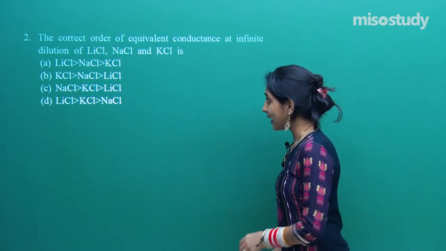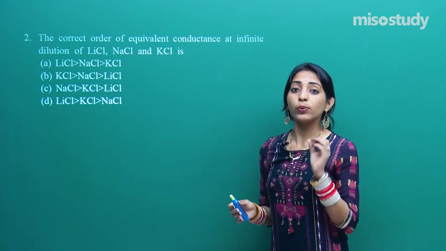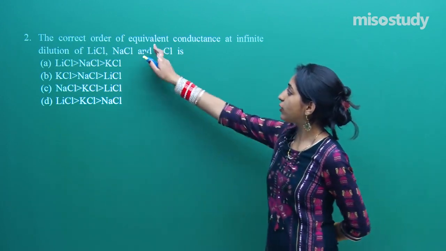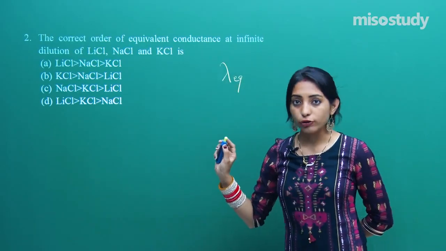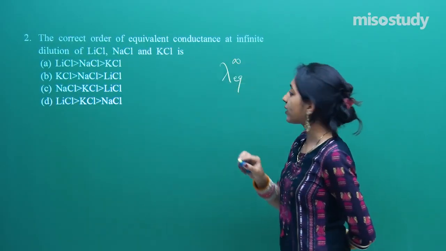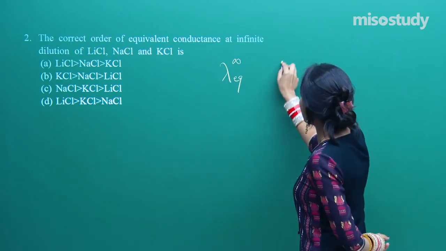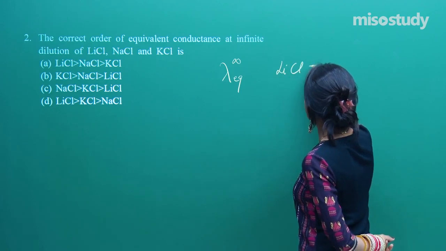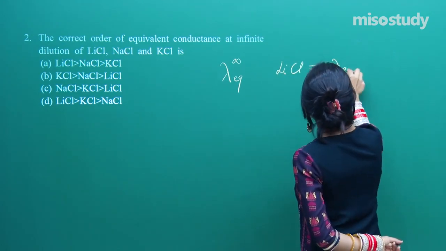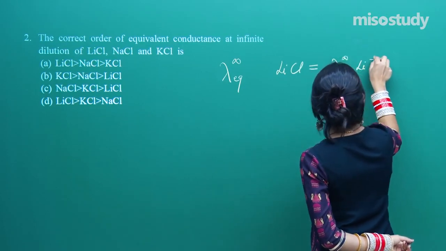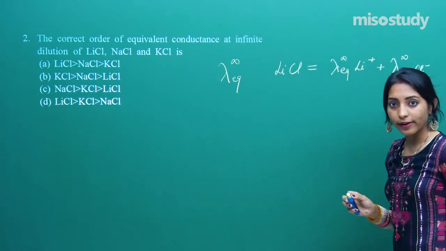So the question says, the correct order of equivalent conductance, so that means you need to talk about lambda EQ at infinite dilution. You have to talk about lambda EQ infinity of LiCl. So you are given LiCl, right? How will you write lambda EQ of LiCl? You will say this is lambda EQ infinity of Li+ plus lambda EQ infinity of Cl-, right?